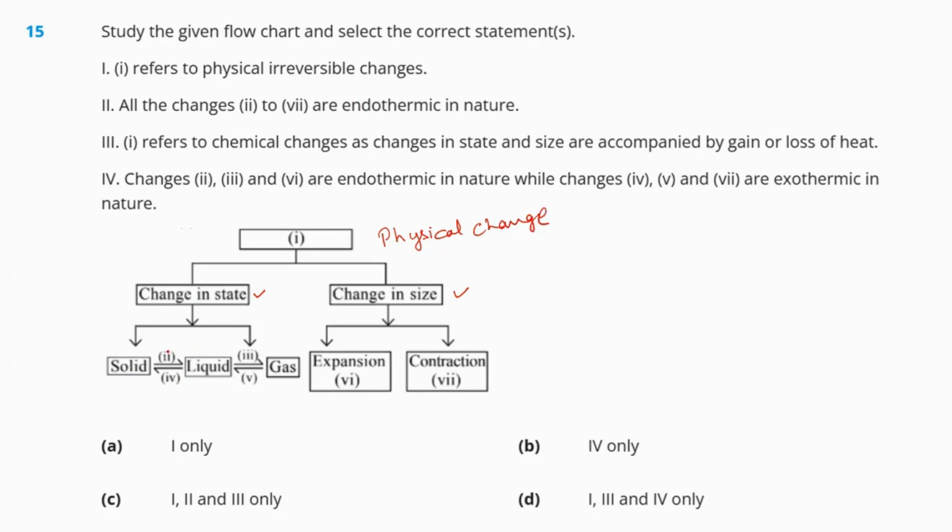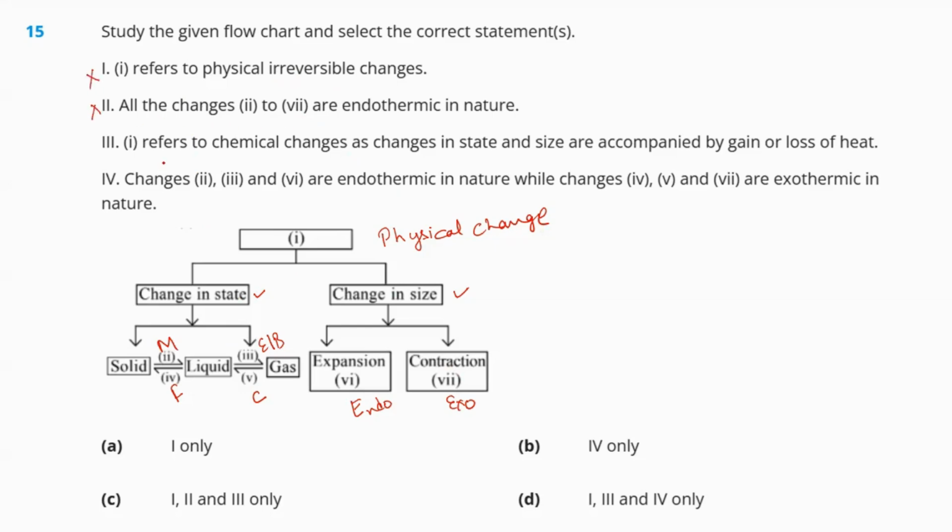Option 2, solid to liquid, it would be melting. Liquid to gas, it would be evaporation or boiling. Gas to liquid, it would be condensation, and liquid to solid, it would be freezing. Okay, expansion would be what? It would be endothermic, right? And contraction would be exothermic, right? Now let us see that. So refers to the physical irreversible changes. No, physical changes are reversible. All the changes 2 to 6 are endothermic in nature.